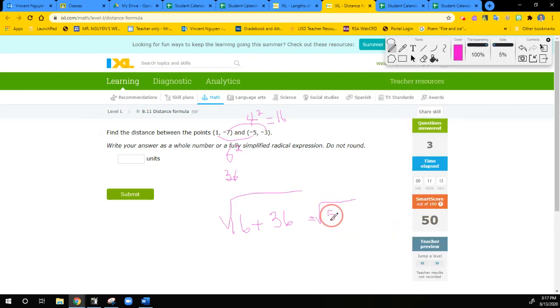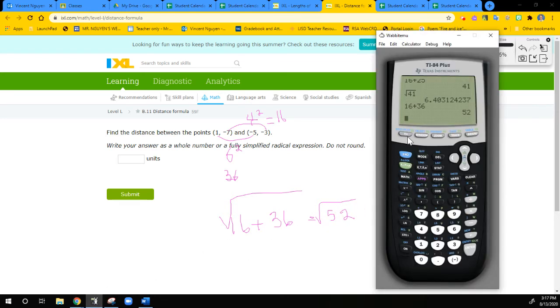And I want to know if I can simplify 52. I think I can. So here's how you check. You go to y equals, clear this out. You type in 52 divided by x squared. And then you go to second graph to get your table. And then if you look over here, you see that 13 right there? It's a whole number, right? So your answer is 2 square root 13.